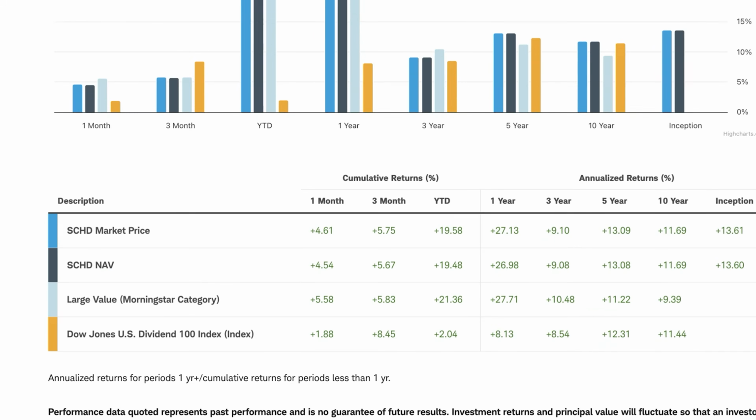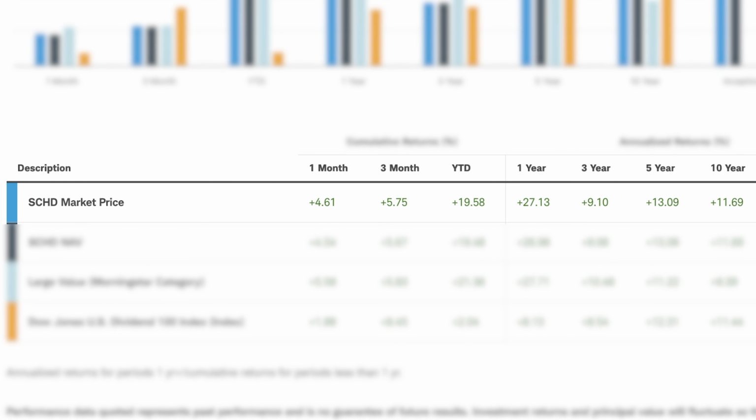But back to SCHD, if we look over the past year, it has grown 27.1%. It has averaged 9.1% over the past 3, 13.1% over the past 5, and an 11.7% average over the past 10 years.